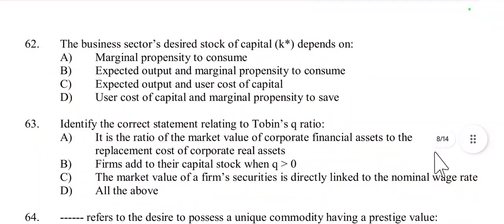Then question number 62, the business sector's desired stock of capital or K star depends on. Marginal propensity to consume, or expected output and marginal propensity to consume, or expected output and user cost of capital, or user cost of capital and marginal propensity to save. So the business sector's desired stock of capital depends on expected output and user cost of capital. Option C is right here.